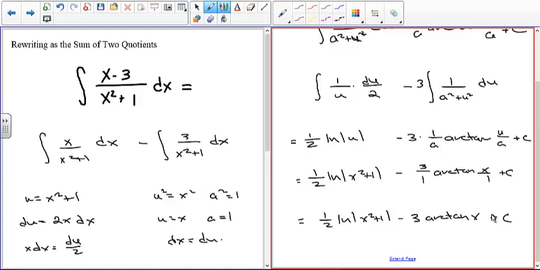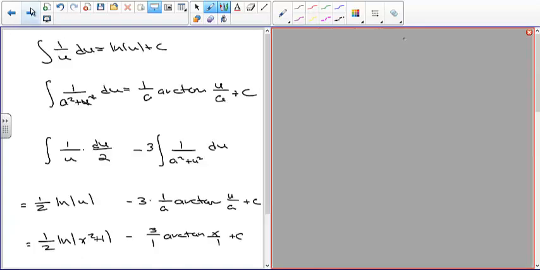Okay, so there we go. You get 1/2 the natural log of the absolute value of x squared plus 1 minus 3 times the arctangent of x plus c. If this had been x squared plus 9, the only difference is we'd have x squared plus 9 here, and a would be 3 instead of 1. So it's not that much more difficult otherwise. Okay, so that's how that works.